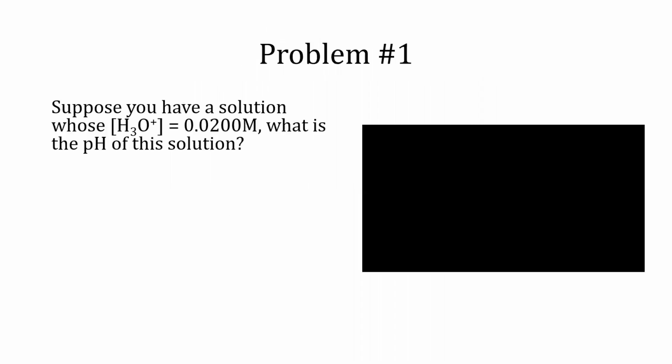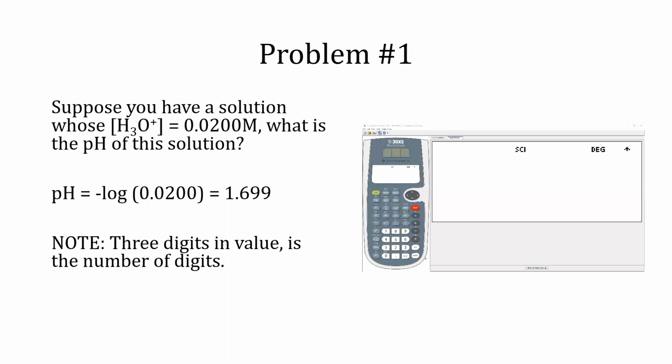Problem 1 is, suppose you have a solution whose H3O+ concentration equals 0.0200 molar. What is the pH of the solution? The answer is pH equals negative log of 0.0200 equals 1.699. Since the molarity has 3 sig figs, that is how many digits it is to be expressed after decimal value. Shown to the right is how one can perform this calculation on a scientific calculator.